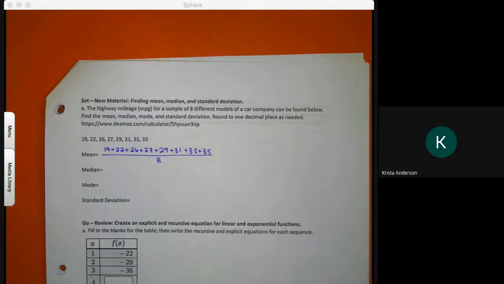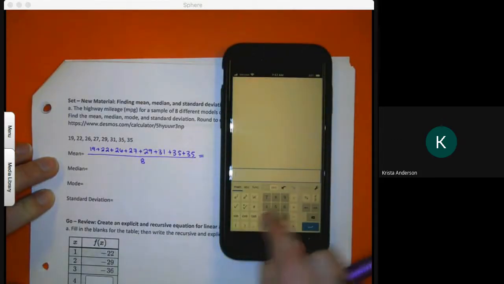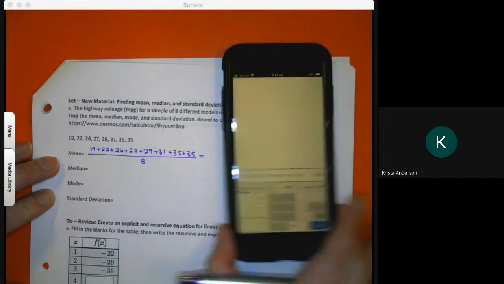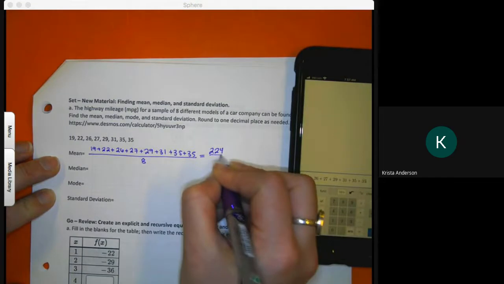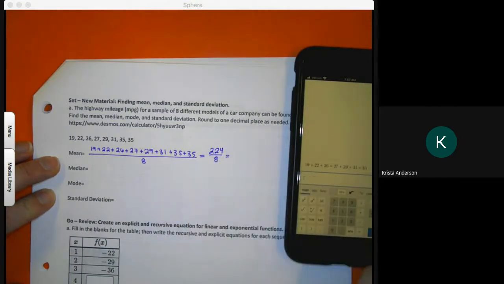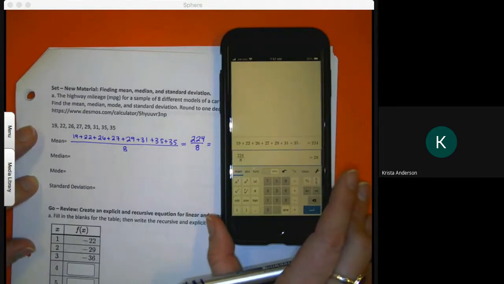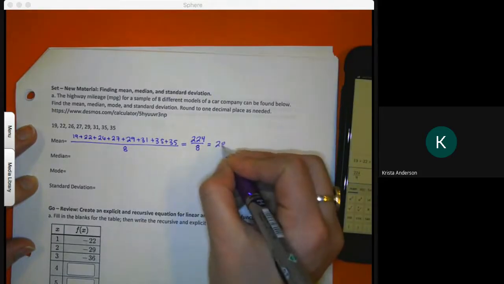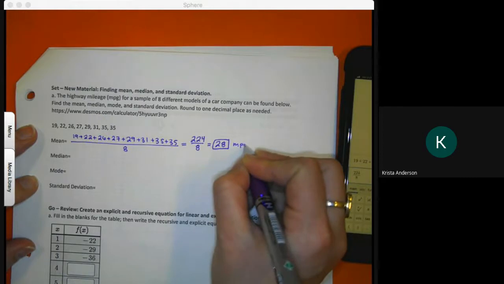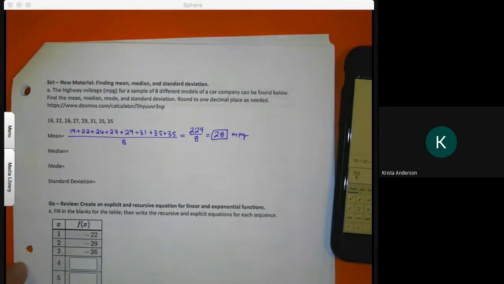The mileage. When I do that, 19 plus 22 plus 26, 27, 29, 31, 35, 35. 224 divided by 8. 224 divided by 8 is 28 miles per gallon. That is the mean.